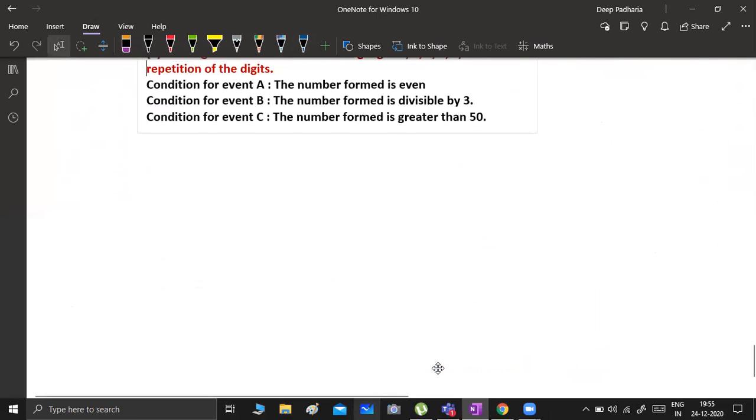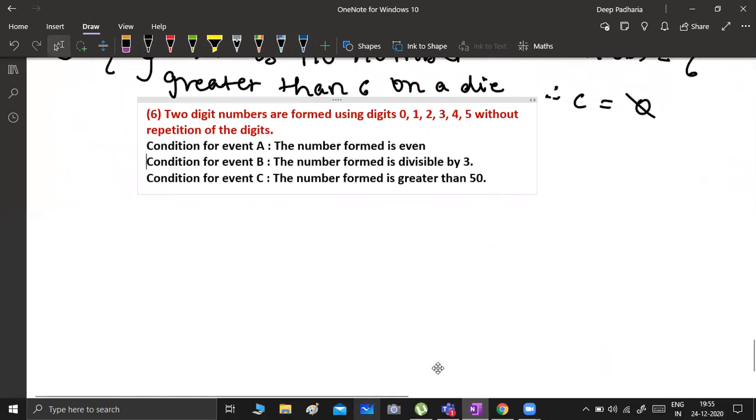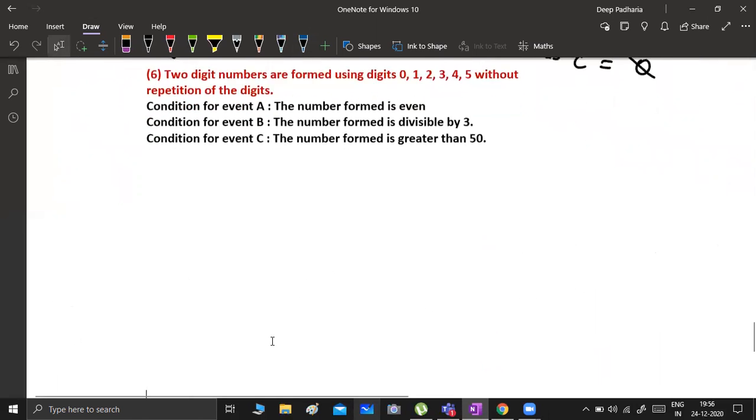I hope sums are very easy. Dealing with the last question for today. क्या बोला है मुझे? 2 digits are to be formed. ठीक है. मुझे 2 digit बनाने का है.